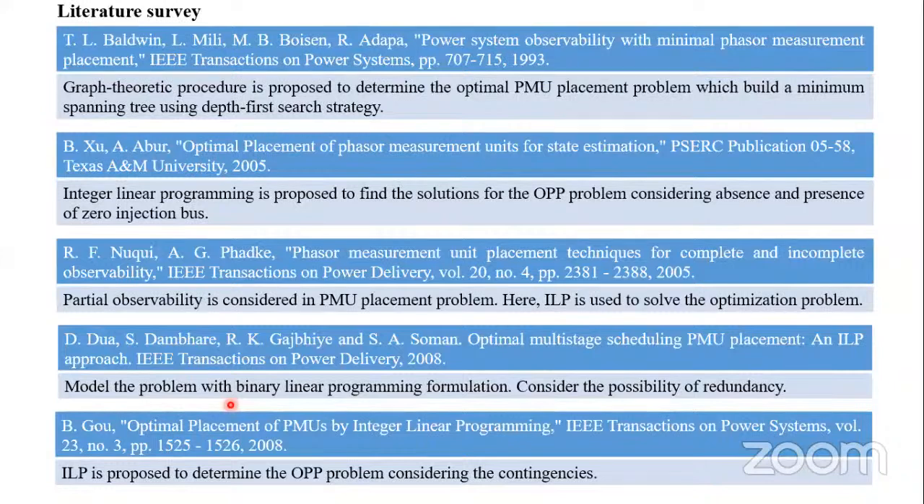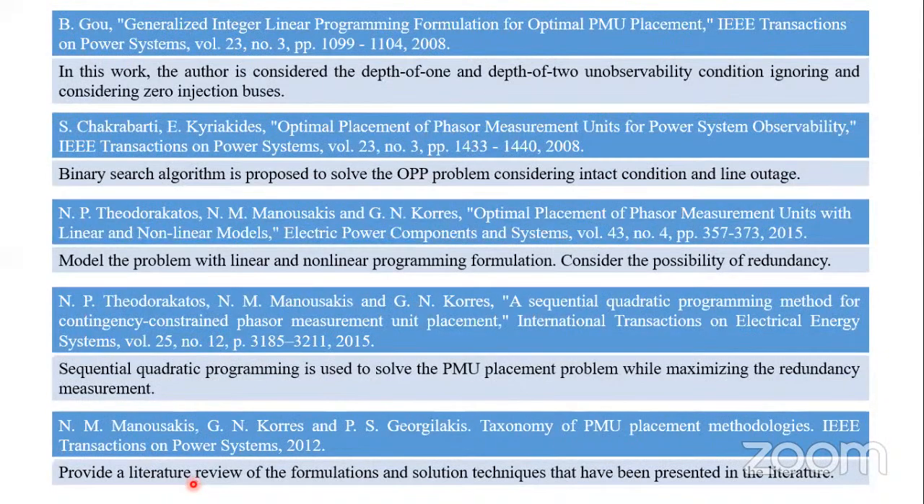Also, in Dua and Damodar, Professor Damodar has also given the idea of PMU placement, solving this problem in a binary linear programming framework. So, sir has used binary integer linear programming in order to solve the problem of PMU placement. And even B. Gou has also used integer linear programming in order to find the optimal PMU placement problem, considering different contingencies. So these are some important papers.